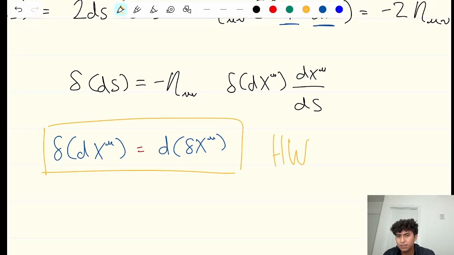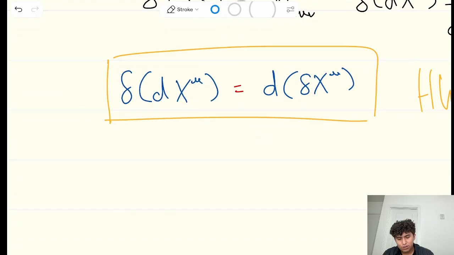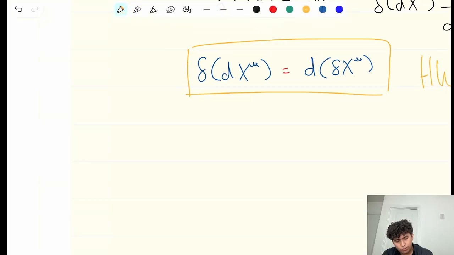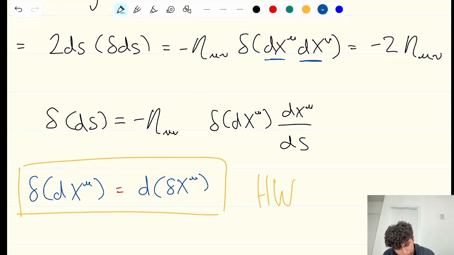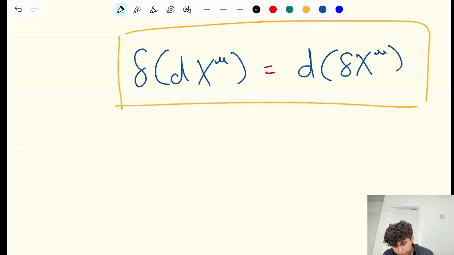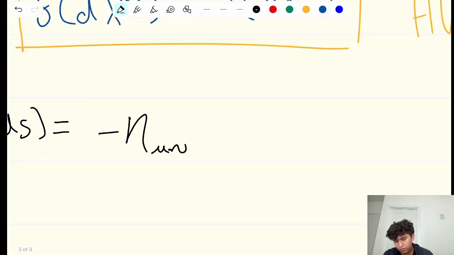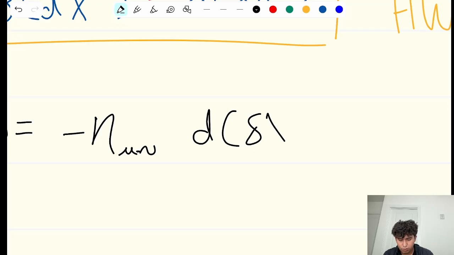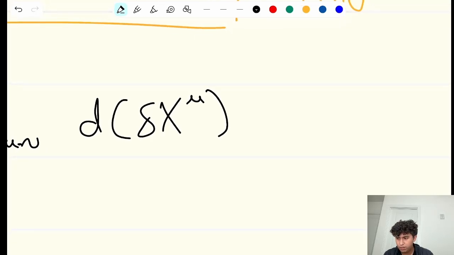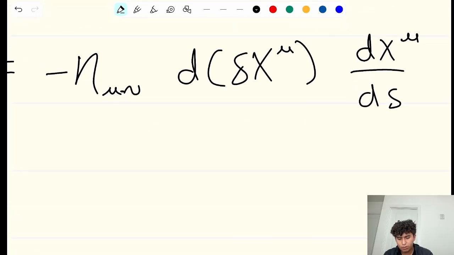I think CBAC has some notes on how to show it, so I'm probably going to give you a hint on how to show that. We can use this to move this term outside, like this part. So let me do that. Then the variation of ds is going to be the same as minus the metric, and then we took out the derivative. So you get this, and we can do some chain rule.